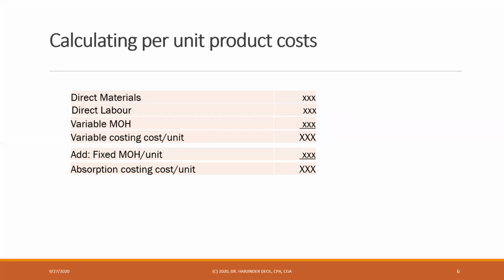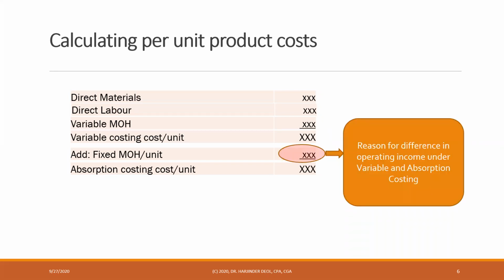So both of the methods agree that direct material, direct labor, and variable manufacturing overhead should be part of the product cost. The dispute is with regards to fixed manufacturing overhead and how that should be treated. And that is the reason for difference in your operating income under the variable and absorption method.